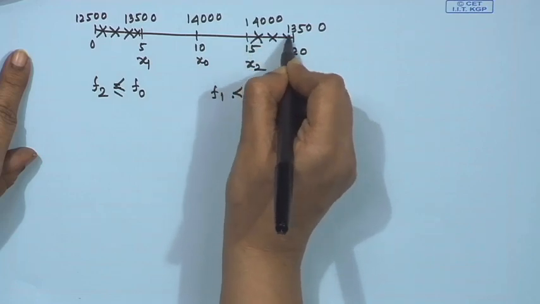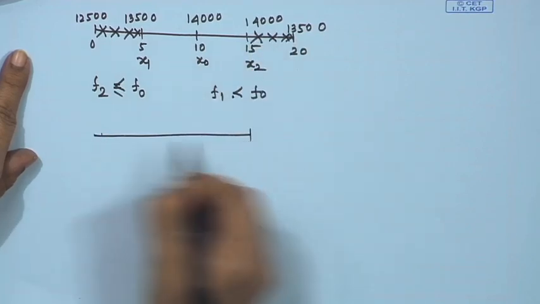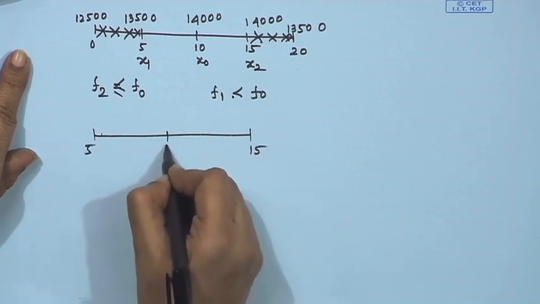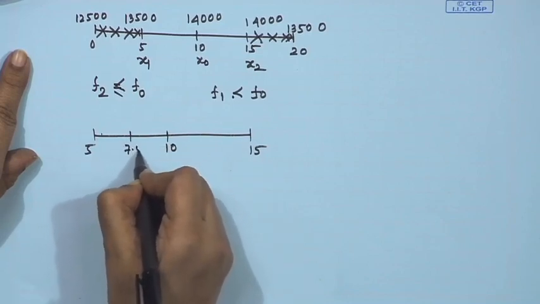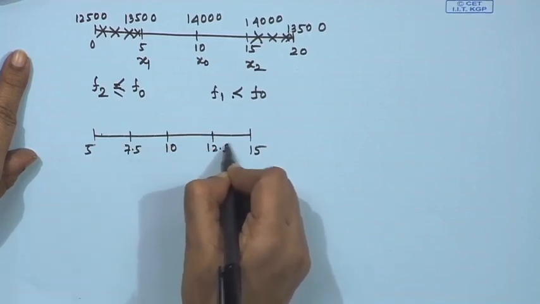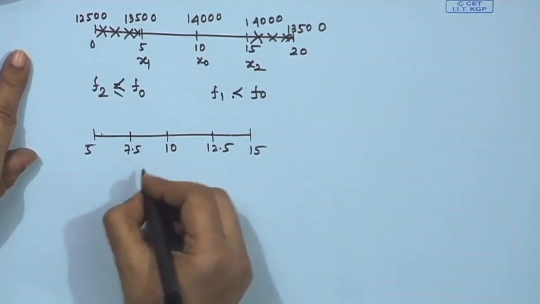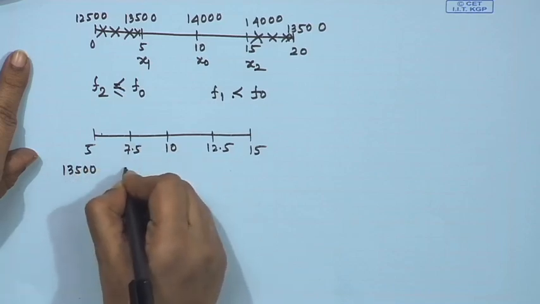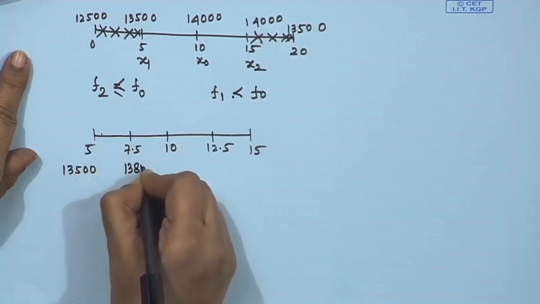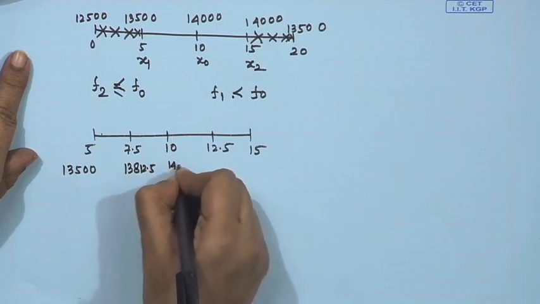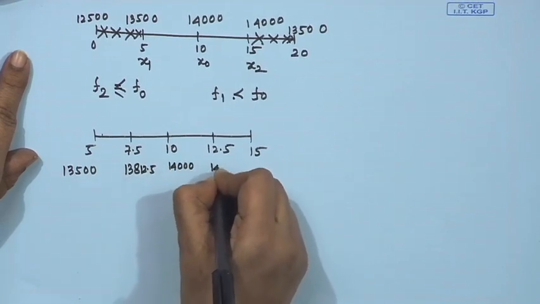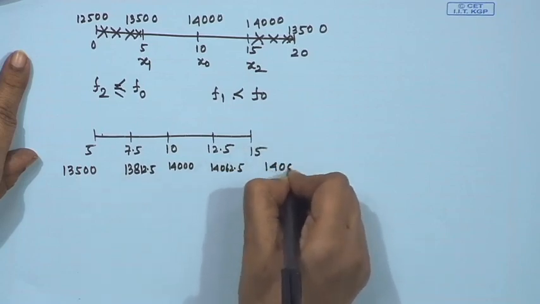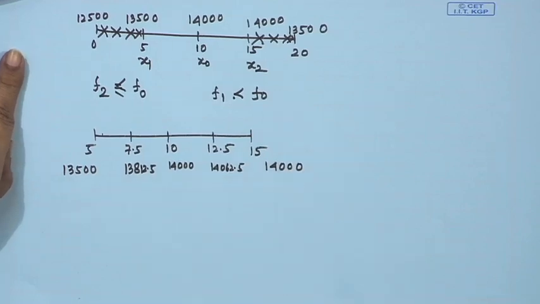My new interval of uncertainty would be from 5 to 15. Again we will just divide it into 4 parts: 7.5, 12.5. Let us write down the functional values here. For 5 we know this is 13500, for 7.5 it is 138, for 12.5 it is 14000, for this point 14062.5, and here at 15 it is 14000. We are finding out the maximum value.